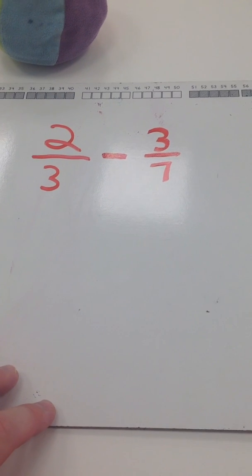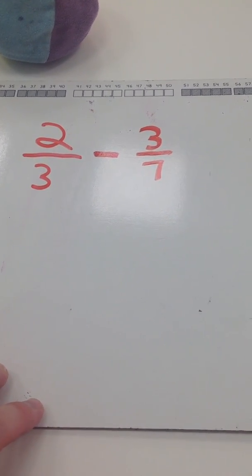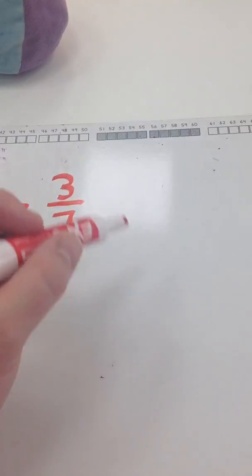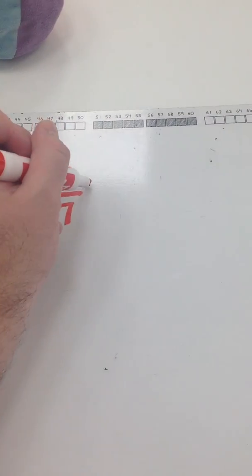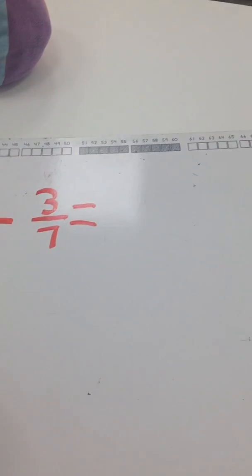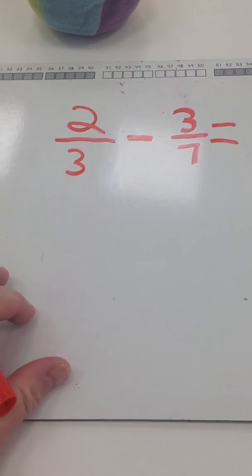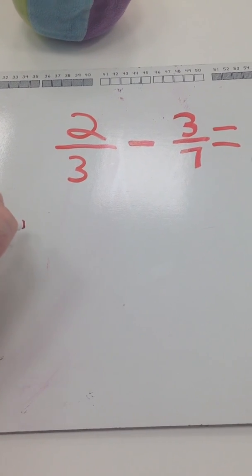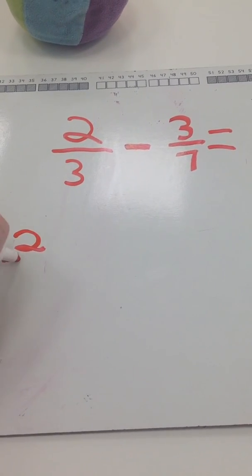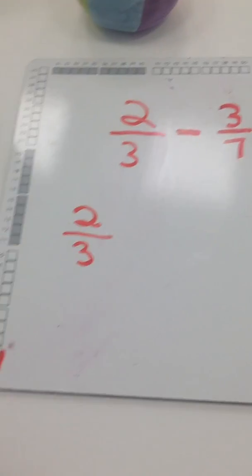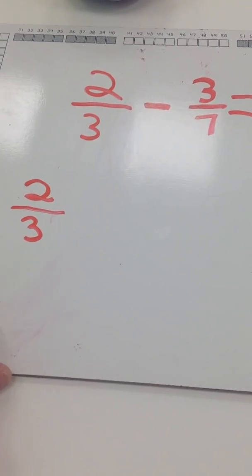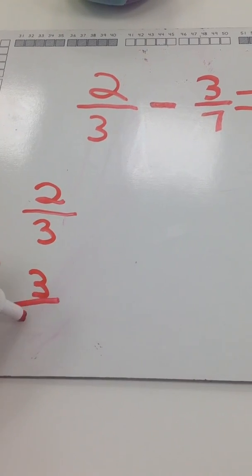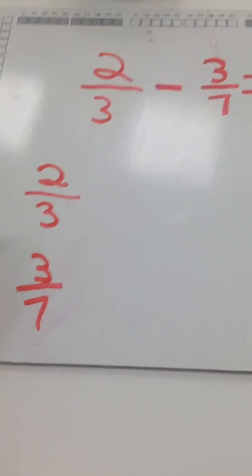Now, if we have a problem like this, like we've talked about in class, the problem is that the denominators are different. So this is just like when we are adding fractions. We have to find a way to make the denominators the same. A couple ways to do that. We're going to stick with, right now, listing our equivalent fractions. So, we've got 2/3, we have 3/7, and we're going to list the equivalent fractions.